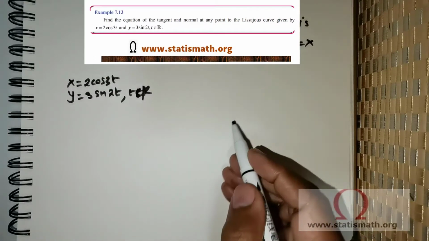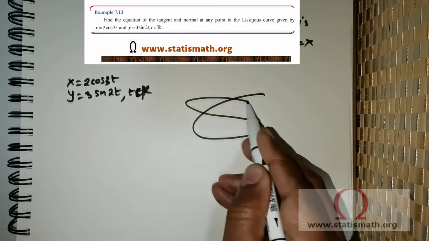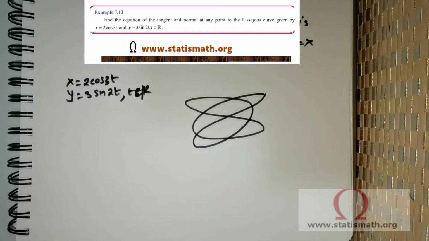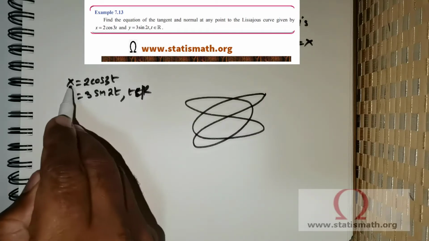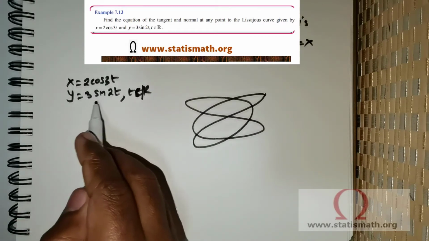Students, in this question we are given a Lissajous curve. The curve is something like this. And we are expected to find the equation of the tangent and the normal, given that x is equal to 2 times cos 3t and y is equal to 3 times sin 2t.